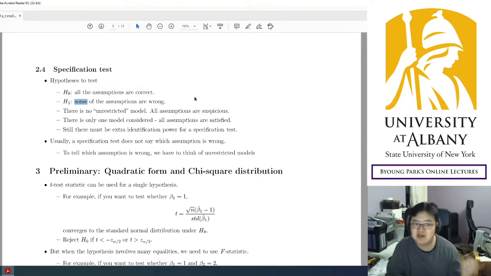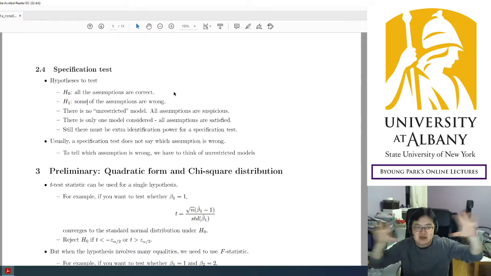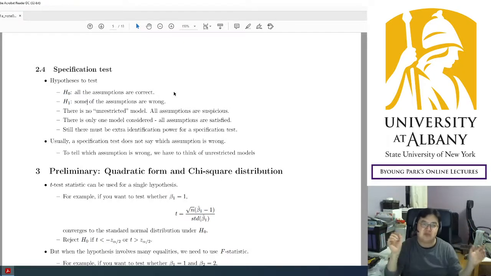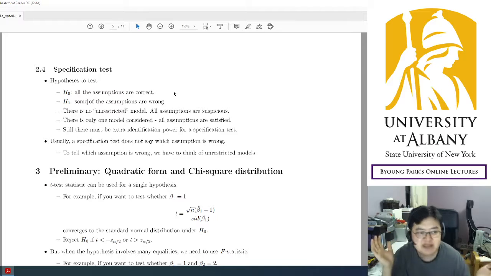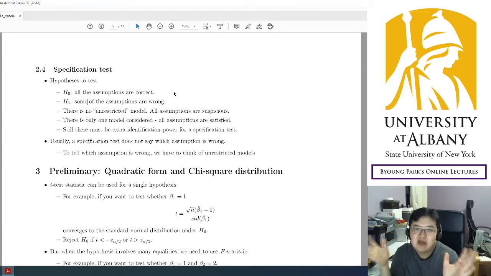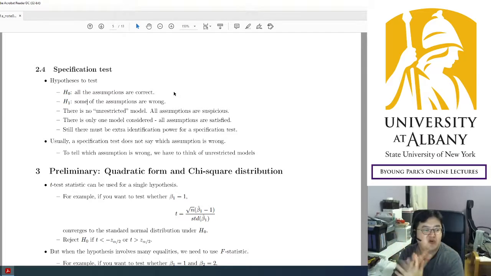It does not say what is wrong, but it is testing. So if you are using 10 assumptions, you just want to see whether all of them are correct or at least one of them is wrong. So in some specification tests, you know that the model is wrong, but you may not know which assumption is the problem. So it's a little bit subtle difference. And we are not going to consider it here; later.